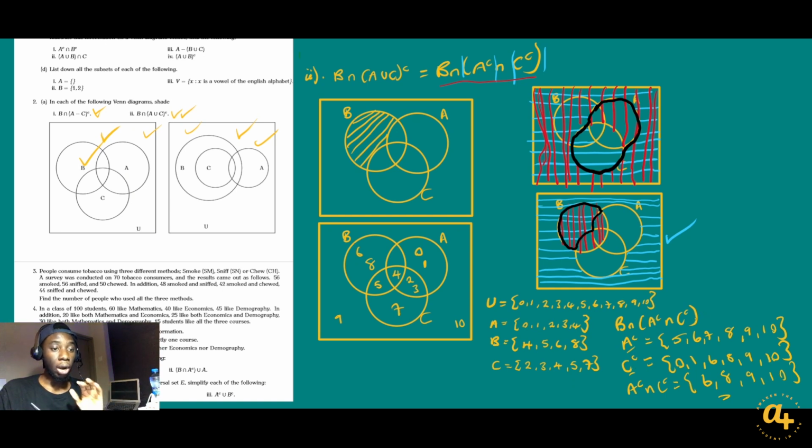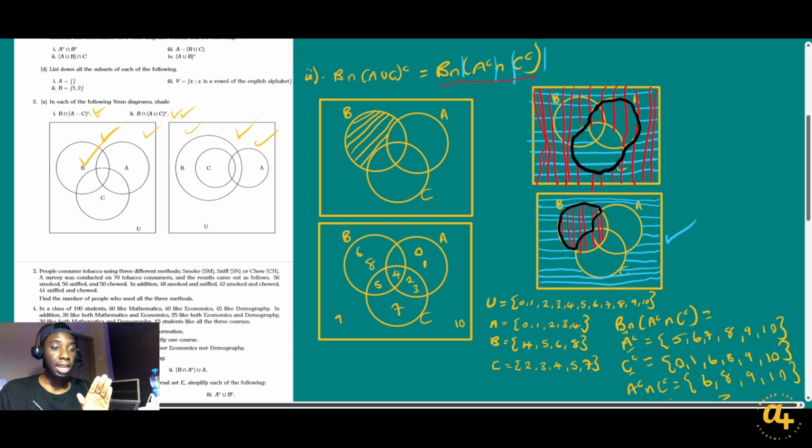And now that we know what our A complement intersection C complement is, let us move on to find what is common between the set B and the set A complement intersection C complement. When we look at our set B, we have 4 there. Do we have 4 in our A complement intersection C complement? No, we don't. Do we have 6? Yes, we have 6 in both sets.